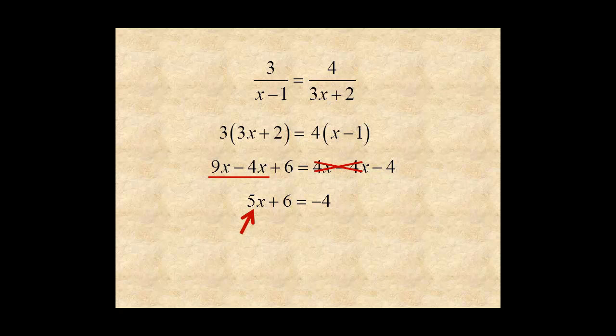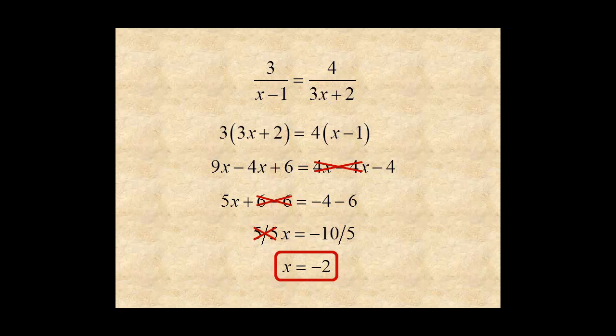Then subtract 6 from both sides. And negative 4 minus 6 is negative 10. Finally, divide both sides by 5. And negative 10 divided by 5 is the solution, x equals negative 2.